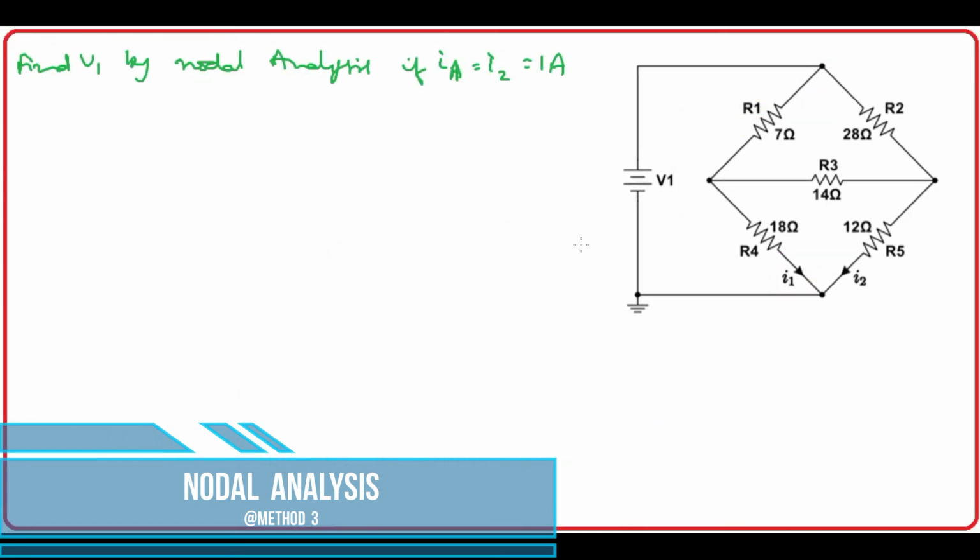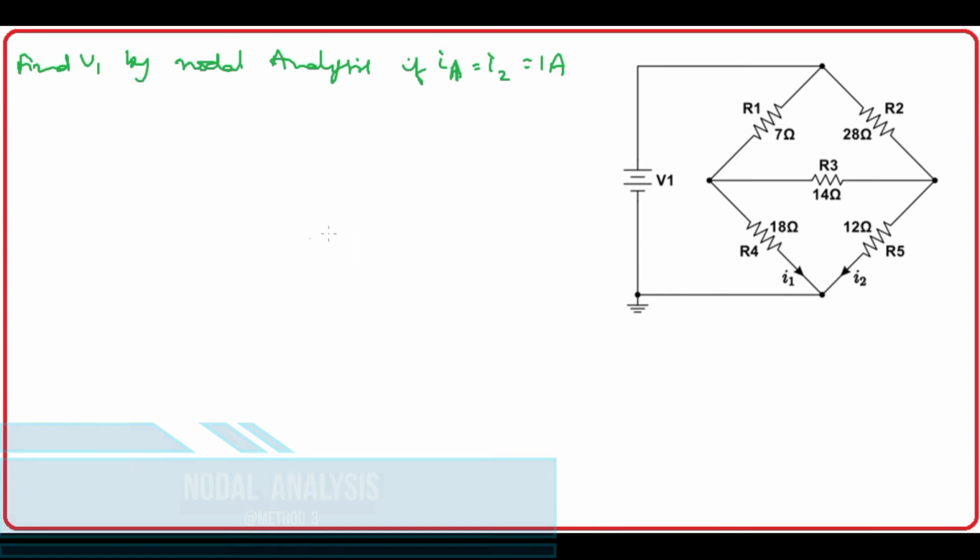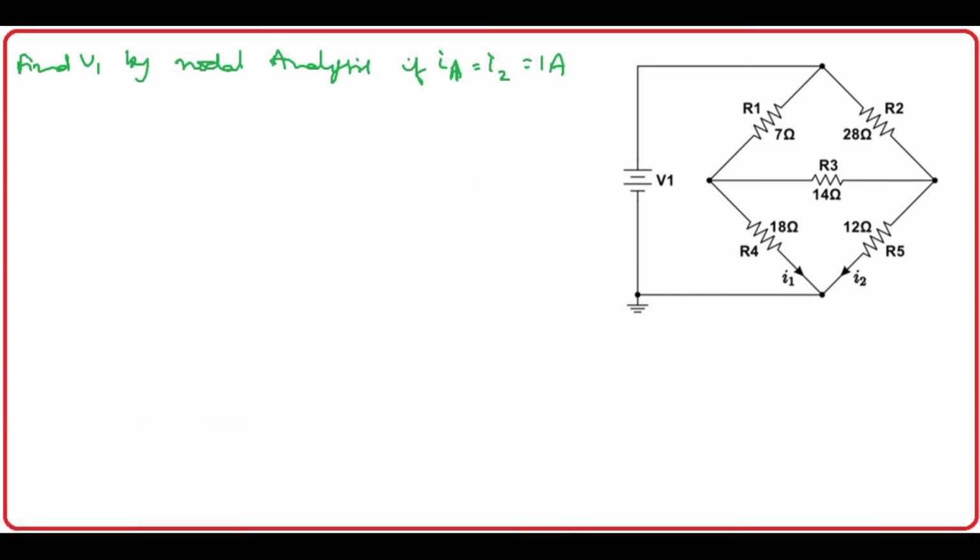So let me quickly solve this. This is by using nodal analysis, same problem. So let me go ahead with this. In nodal analysis, we need to identify the nodes. This is node 1 and this is node 2 and this is node 3. Of course this is node 4. Of course this node is the ground node.